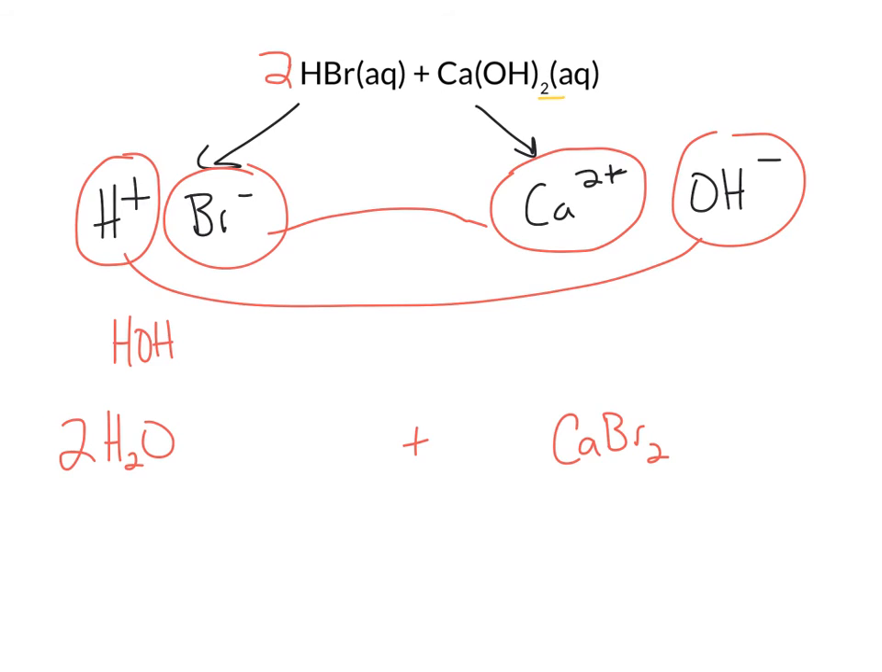Now, for ionic compounds, you use solubility rules. So out of these 2 products, the calcium bromide is an ionic compound, and so we would need to consider that bromides, just like chlorides, are typically soluble, and calcium bromide's not an exception. So that would be a soluble ionic compound, so we would write that as aqueous.